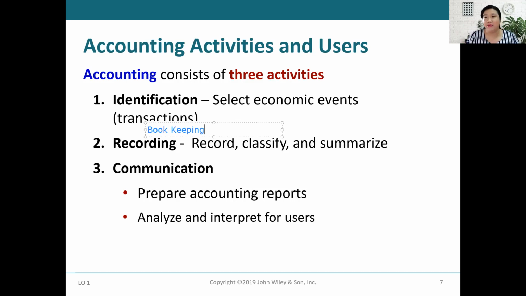So after we identify the transactions and record them in the journal, we're going to communicate the accounting report. The accountants will prepare the accounting report, analyze it, and interpret it for the users, so they will know what it means. Does this company perform well or not? Again, there are three main activities in accounting: identification, recording, and communication.